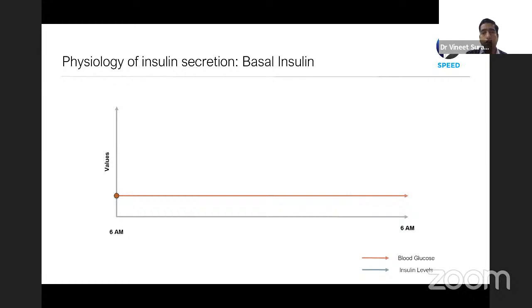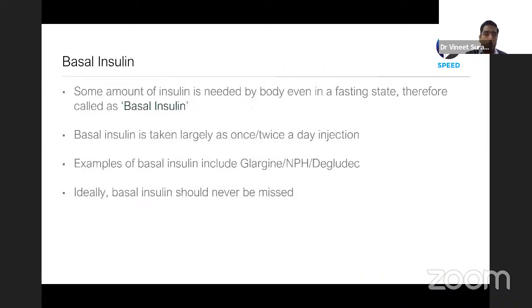So what happened with that? There is some amount of basal insulin which is secreted from the pancreas to maintain the blood glucose level at the optimum level. So we don't end up in hypoglycemia nor in hyperglycemia. So it's basically the game of insulin plus glucagon which maintains the blood glucose level, and this basal insulin keeps our glucose stable. So some amount of insulin is needed by our body even in a fasting state. Therefore, that is called basal insulin.